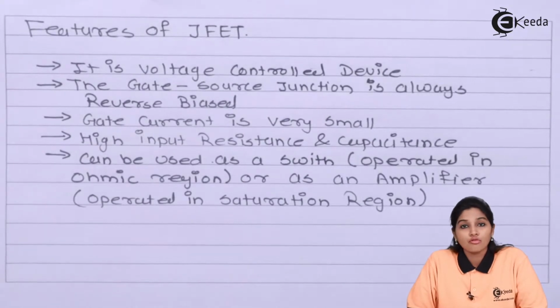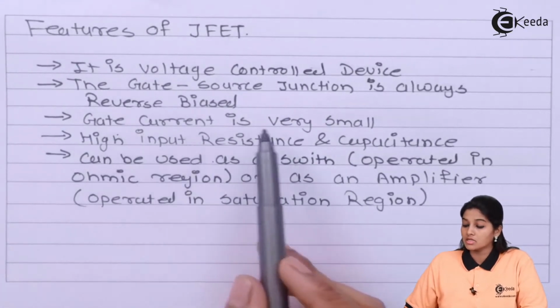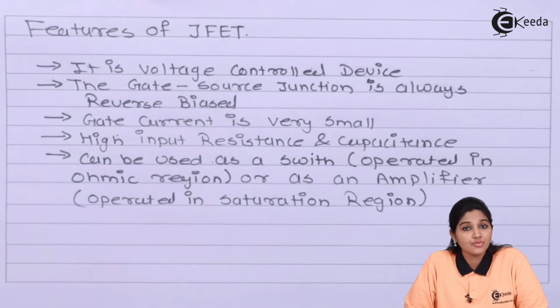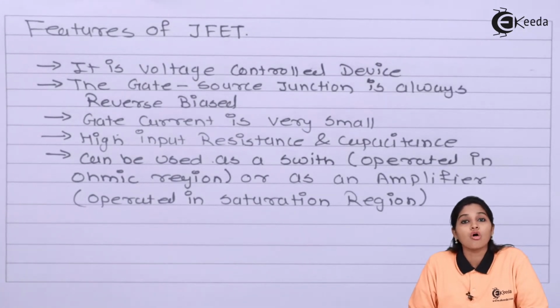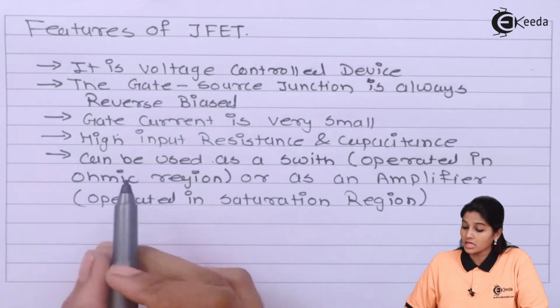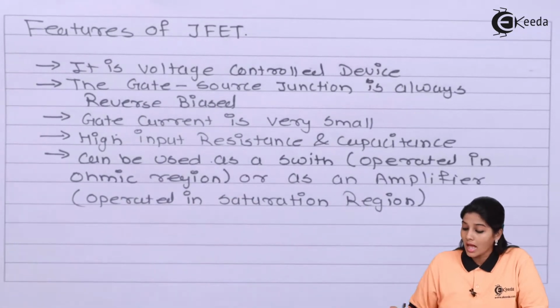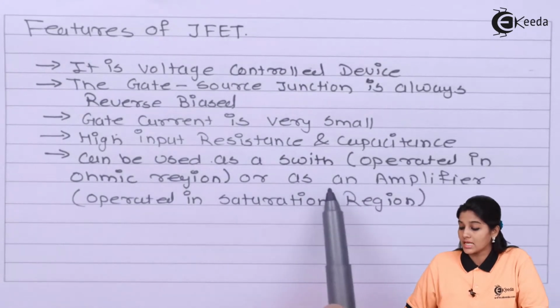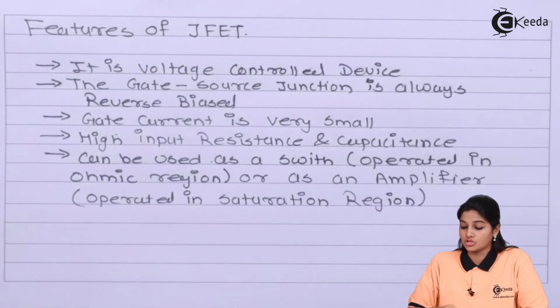The next feature of JFET is that the gate current is very small. As the input resistance of JFET is very high, therefore the input current, that means the gate current, is very small. The next feature of JFET is high input resistance and capacitance, and it can be used as a switch when it operates in the ohmic region or as an amplifier when it operates in the saturation region.